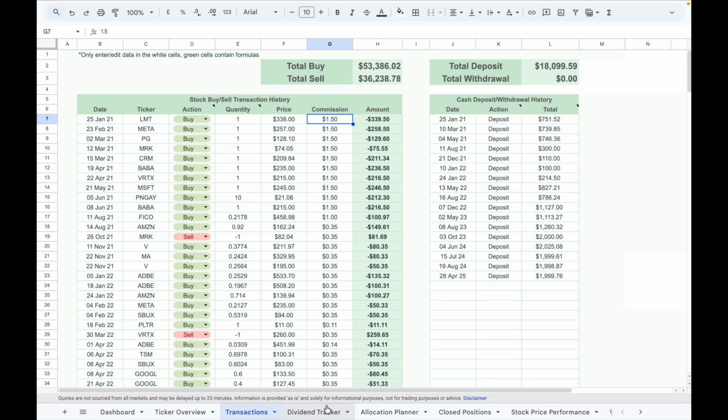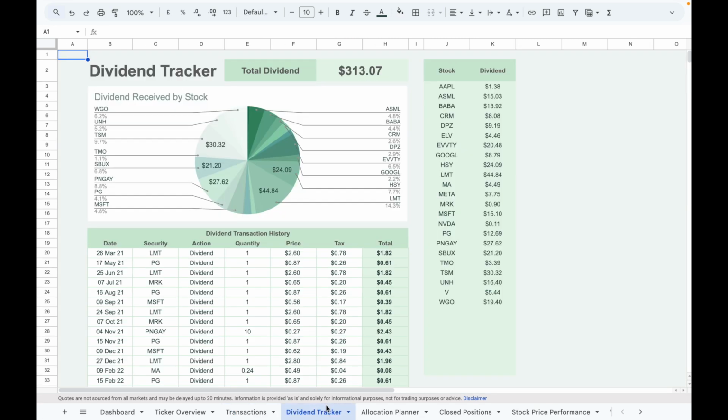If you receive dividends while holding a stock, go to the Dividend Tracker tab to record the dividend transactions. Enter the date you received the dividend, the stock ticker, select dividend under the action column, input the number of shares entitled to the dividend, the dividend per share, and the withholding tax. The total column will automatically calculate the total dividend received after tax.